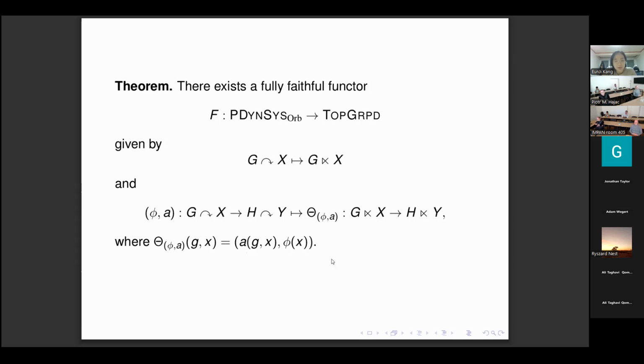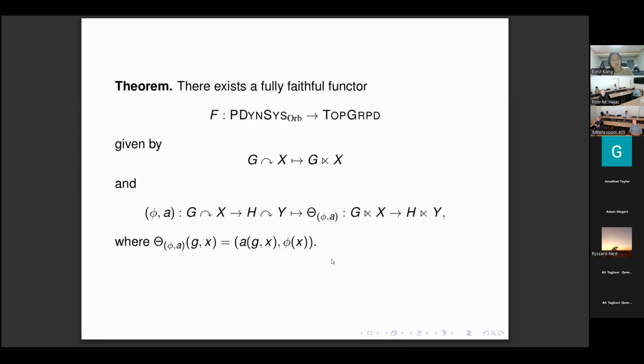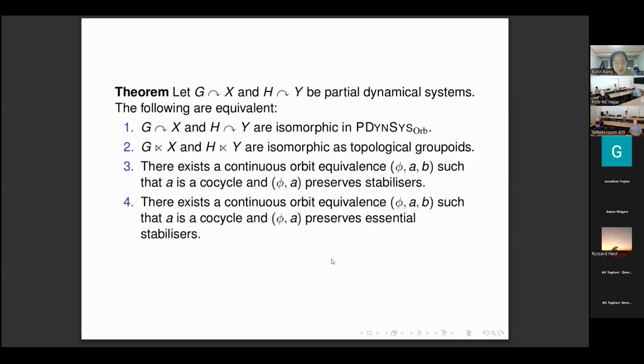So let me recall the definition of a fully faithful functor. A functor is called faithful if it is injective on Hom sets and full if it is surjective on Hom sets. So a functor that is both injective and surjective on Hom sets is called fully faithful. So again, here is one of our main theorems.